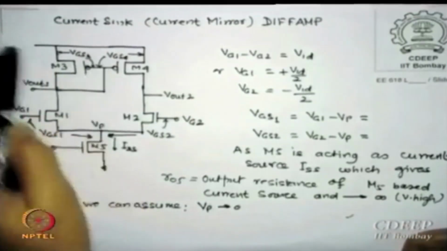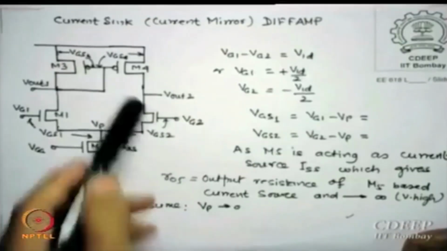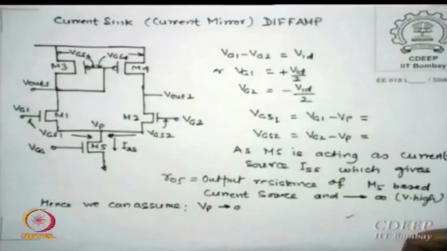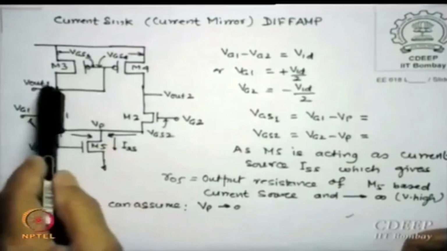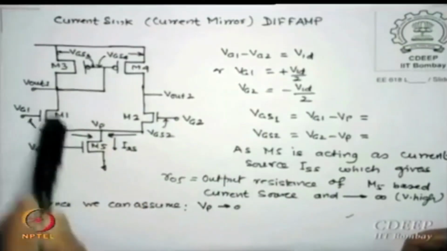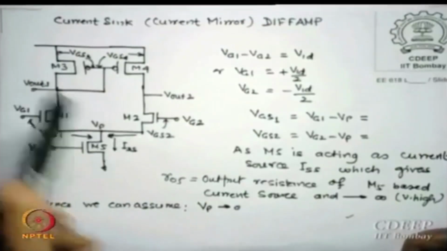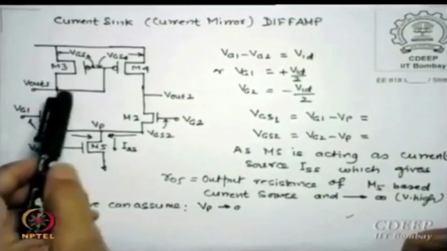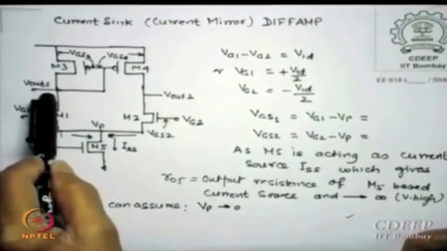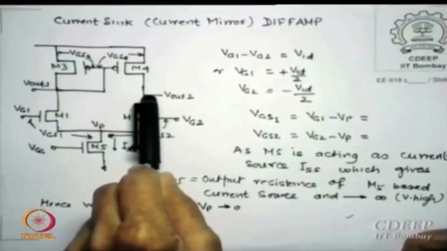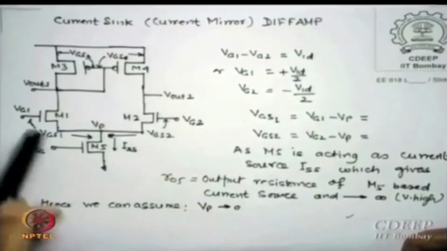There is a gate-to-source voltage VGS3 for M3 and VGS4 for M4, both p-channel devices. The gate is connected to the drain of M1, or the drain of M3, both are drains. That is our output 1, Vout1, which we are not very keen to know. What we are interested in is the output at this end, which is the actual output of the amplifier.